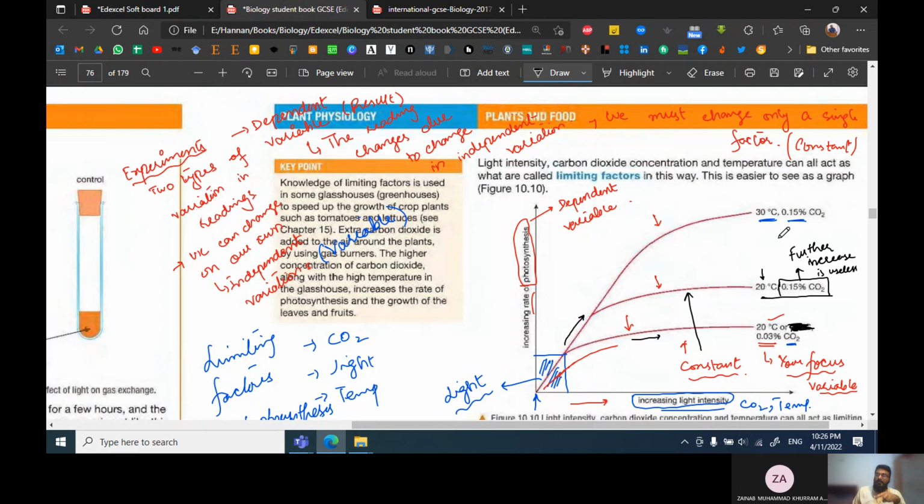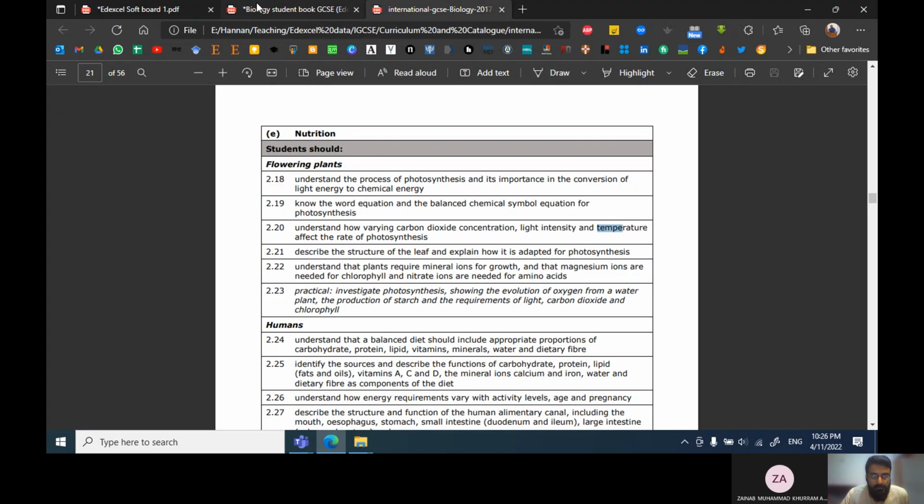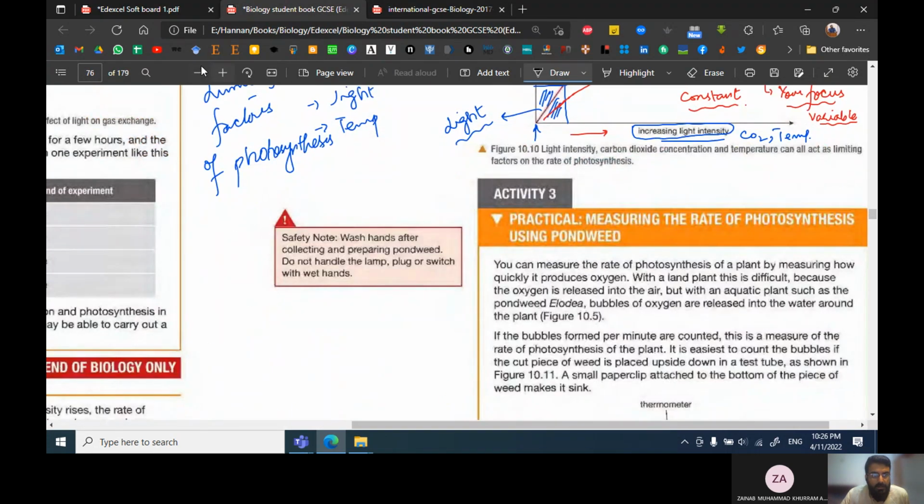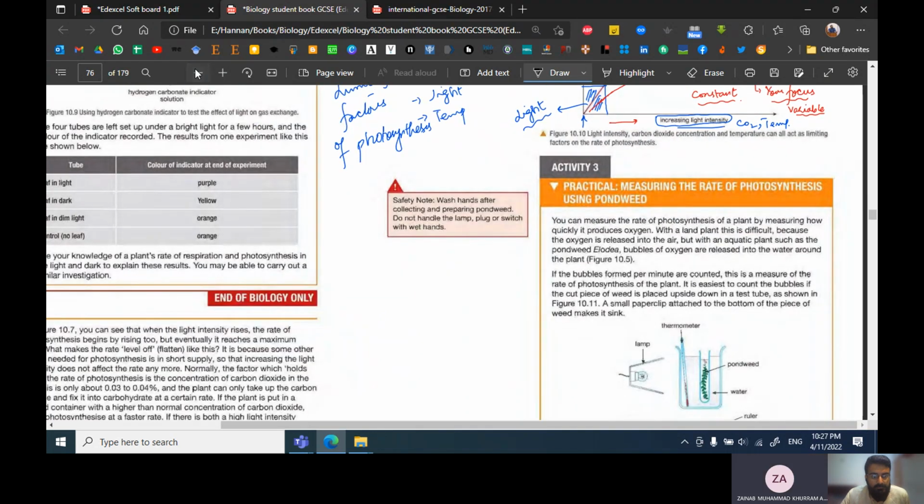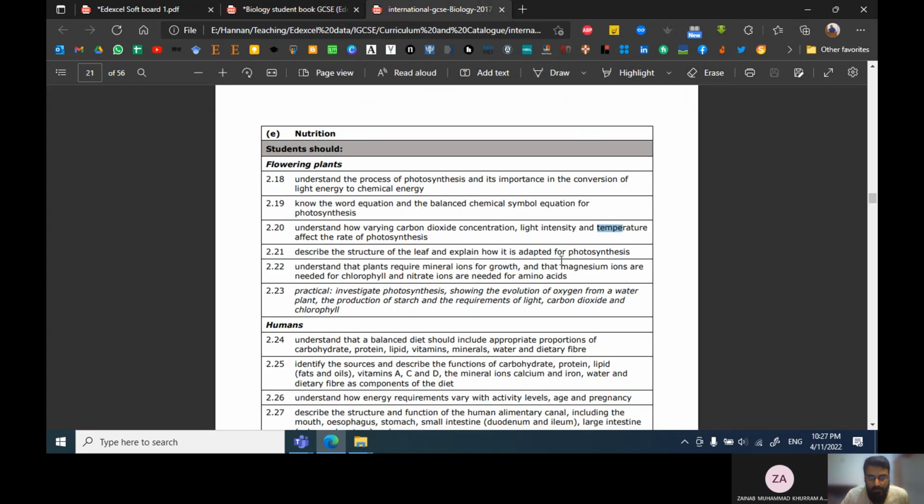Now let's see how the temperature would affect the reaction. Just look at this. You have given 30 degrees centigrade, and compare the difference here. This difference and this difference. A huge difference between all of the readings. So it means that there are limiting factors, and these are the factors that can alter the rate of reaction of photosynthesis. Understood? Yes, sir. All right.